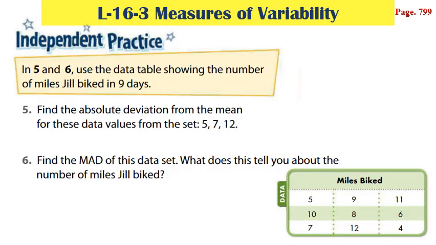Okay, dear students, independent practice now. Read the direction. In 5 and 6, use the data table showing the number of miles Jill biked in 9 days. Kindly take a look at the data values on the right. Miles biked: 5 miles, 9 miles, 11 miles, 10 miles, 8 miles, 6 miles, 7 miles, 12 miles and 4 miles. Now try to find the answers of 5 and 6 together. I will give you 3 minutes to find the answers. Start now.